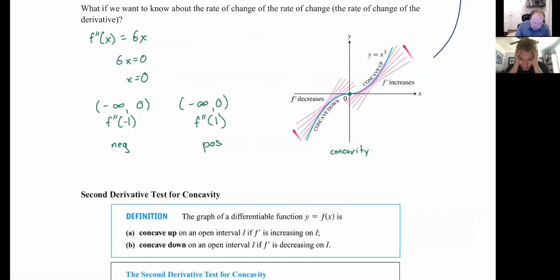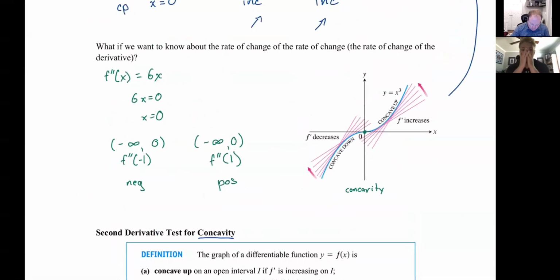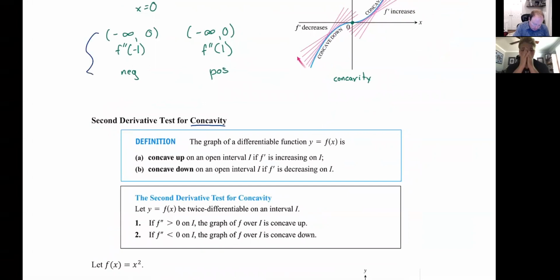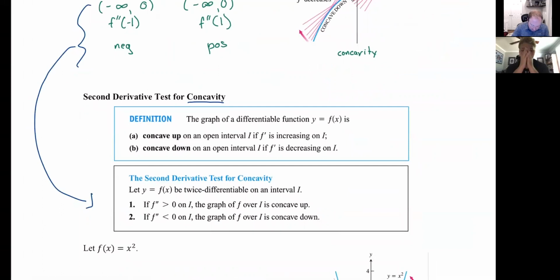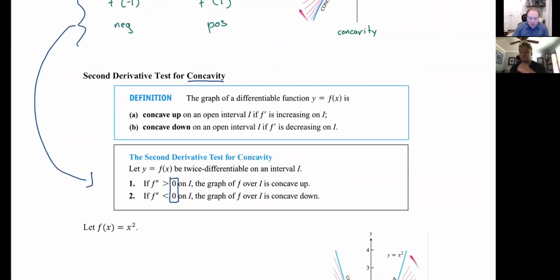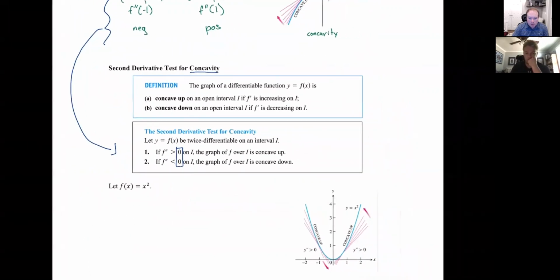There's actually another second derivative test that we'll look at a little bit later, but the first one we're going to look at is for concavity. It's pretty straightforward, and I kind of informally did it right here. You're going to take the second derivative, find where the second derivative is equal to 0, and then see if it's positive or negative on the different sides of the 0. So let's do one more example where there is maybe no change in concavity.